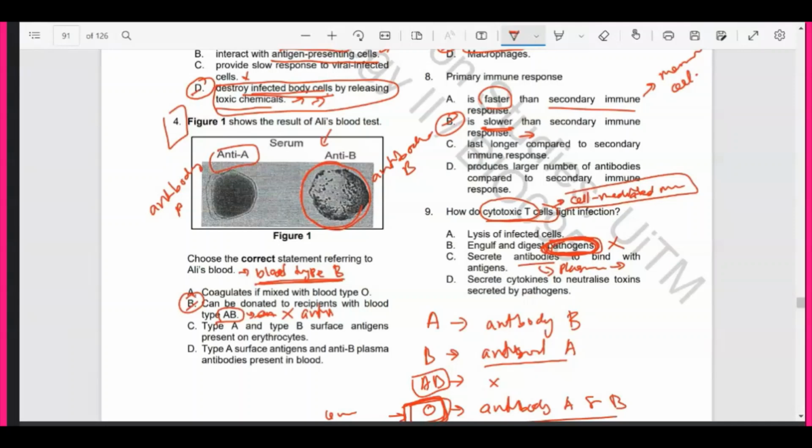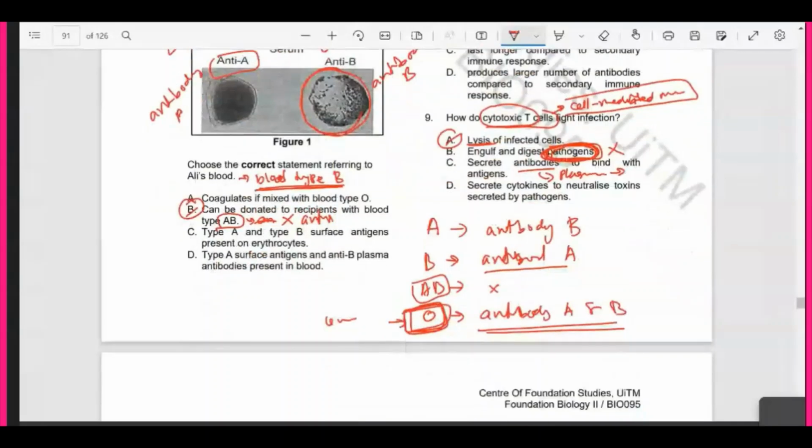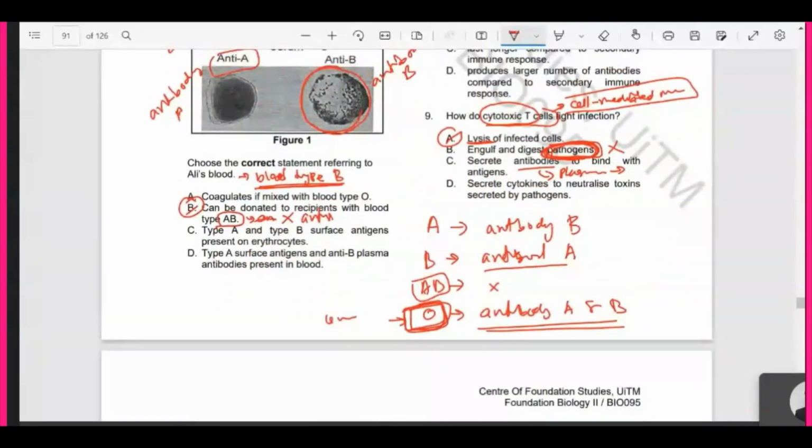A. A, lysis. It bursts, right? So the cytotoxic T cell will bind to the infected body cell using MHC, and then releases two types of chemicals, which are perforin to make pores. Once pores are produced, granzyme is inserted into the infected body cell and causes apoptosis, natural cell death, or cell suicide. So the answer for 9 is A.